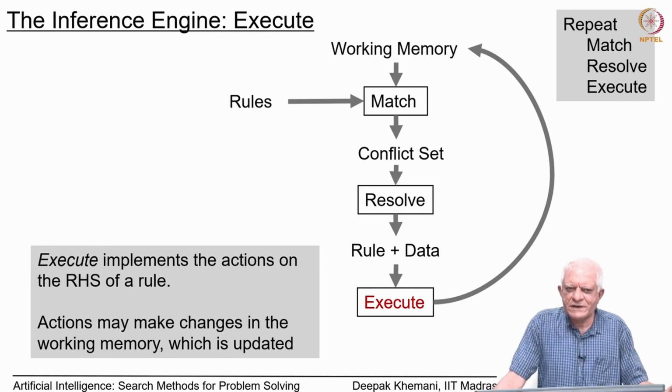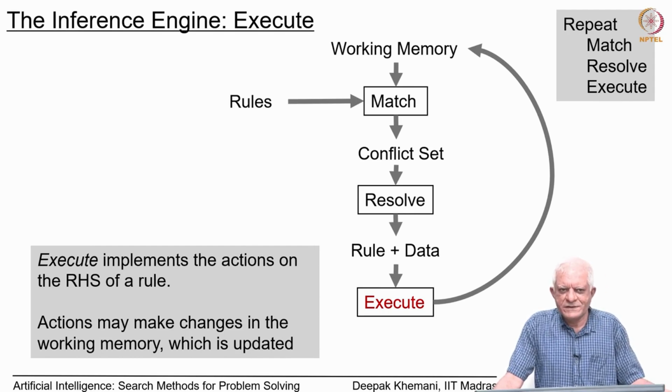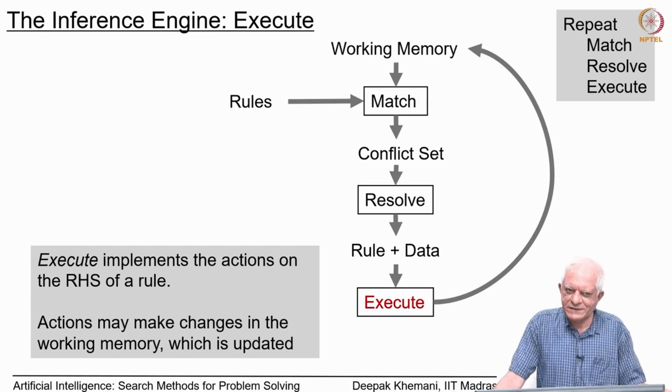So, at a conceptual level, at a higher level at least, this is the cycle that we are going through: match, produce a conflict set, resolve, pick one element from the conflict set, execute the actions in the right hand side of the rule that you have picked, and go back and do match all over again.